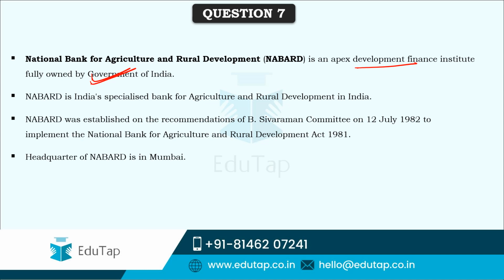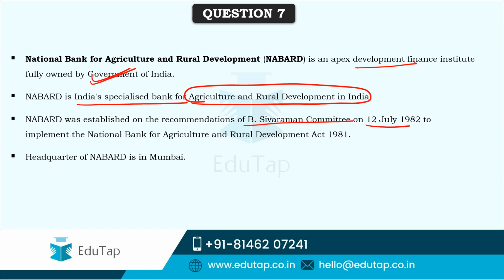Earlier RBI also had a stake in this, so RBI has sold its entire stake in NABARD, as well as in the National Housing Bank, to Government of India. So now this is fully owned by Government of India, and it is India's specialized bank for agriculture and rural development, especially towards finance. This was established based on the recommendations by B. Shivaraman Committee on 12th July 1982, to implement the National Bank for Agriculture and Rural Development Act 1981, and it's headquartered in Mumbai.